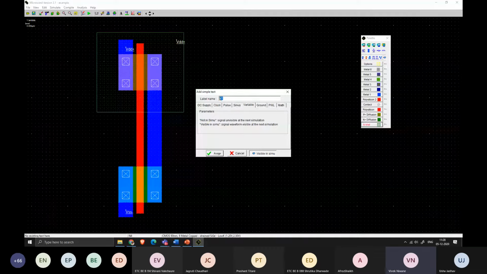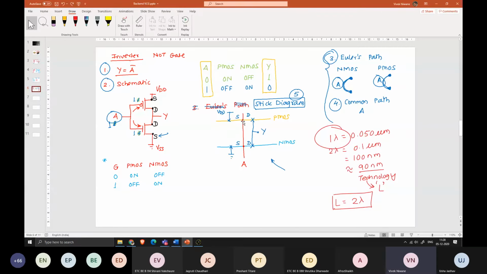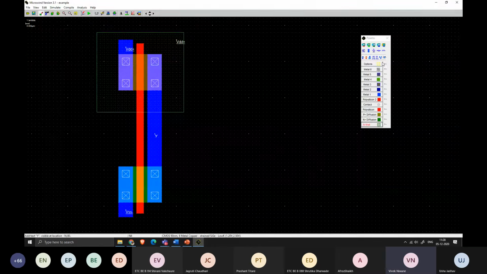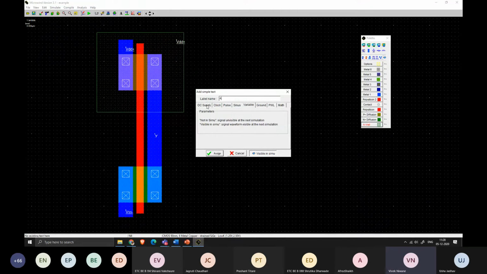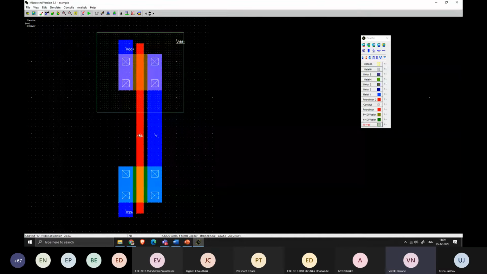Okay, तो यहाँ पे मैं नाम दे देता हूँ इसको y, assign. Okay, input कहाँ पे है, input is your polysilicon, the red line A. तो क्या करेंगे, वही I लेंगे और पॉलीसिलिकॉन पे रखेंगे, उसको नाम देंगे A, and we want to apply the clock. We will choose the clock. उसका लेवल 1 क्या है, 1.2 वोल्ट, लेवल 0 क्या है, 0 वोल्ट. You have your timings, okay, high time and low time. You can make your clock slower, click on it, or you can make your clock faster. Okay, so click on assign, you will have A over here.